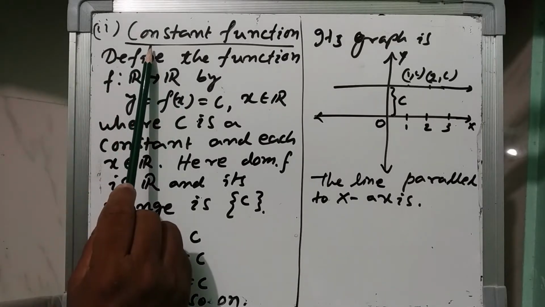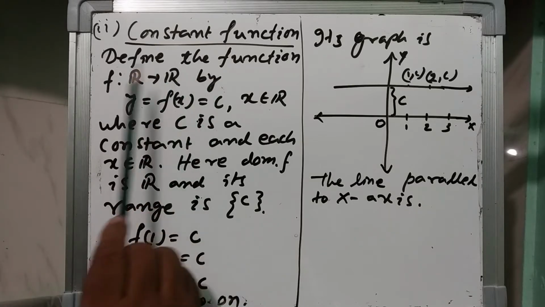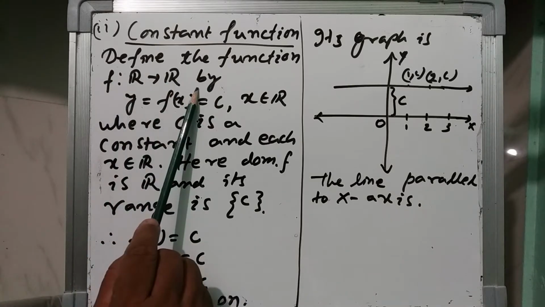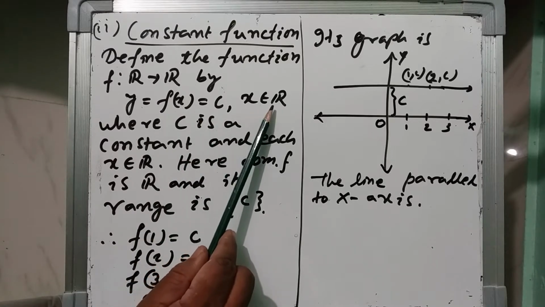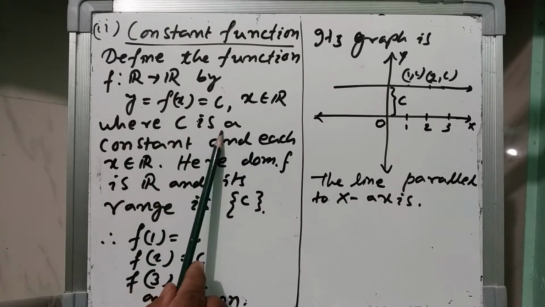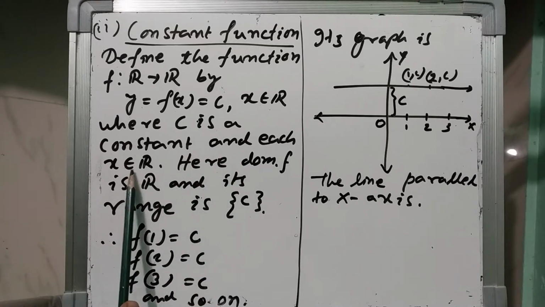Come to the constant function. Define the function f from R to R by y equal to f of x equal to c, where x is a real number, c is a constant, and for each x in R. Here the domain of f is the real set and its range is a singleton set. Therefore, if we take x equal to 1, f of 1 equal to c. If we take x equal to 2, f of 2 equal to c, f of 3 equal to c, and so on.